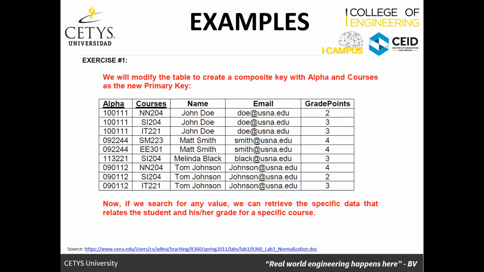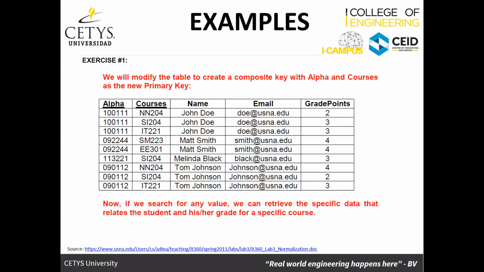If I just have your student ID, and I want the grade for calculus, which you're taking right now, I can't do that. If I have the code for calculus and I want your grade, I can't get your specific grade. I need both of them. So we create a composite key, which is alpha, or the student ID, and the courses. Now we can find the specific data that relates to the student in a specific course.